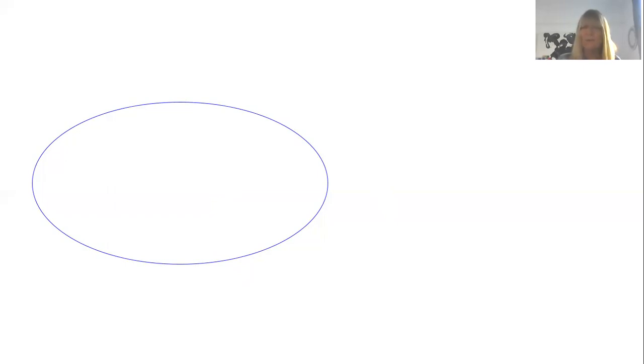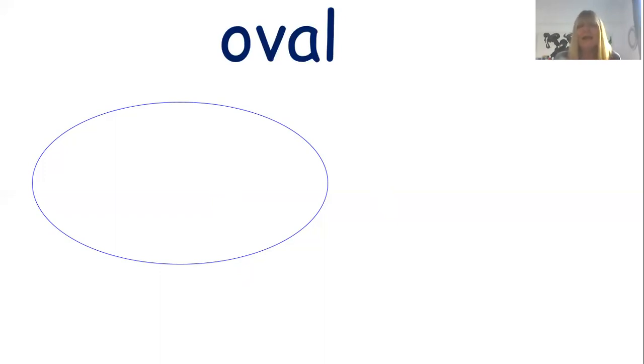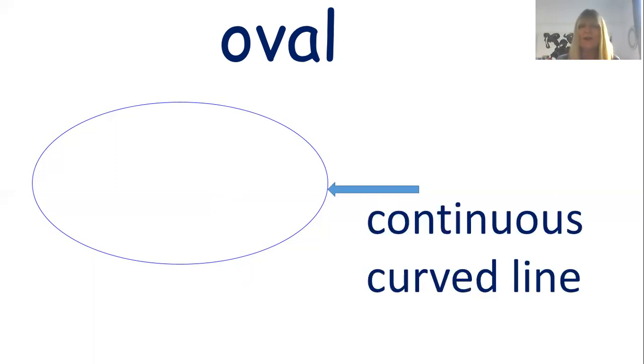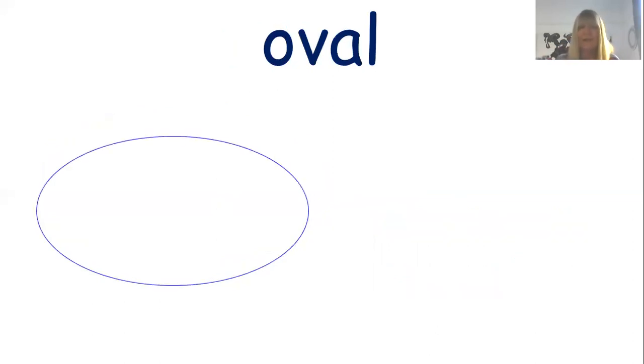Can you remember what it's called? It looks a bit like a circle that's been squashed. If you said it was an oval, you're absolutely right. It is an oval. And an oval's quite interesting because it's got one thing we can say about it, and that is that it has one continuous, that means it goes round and round and you can never get to the end of it, one continuous curved line.